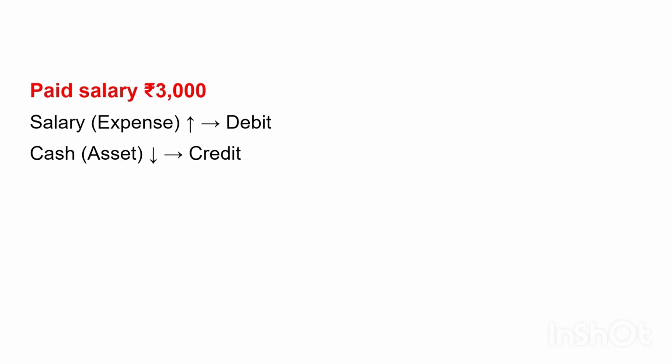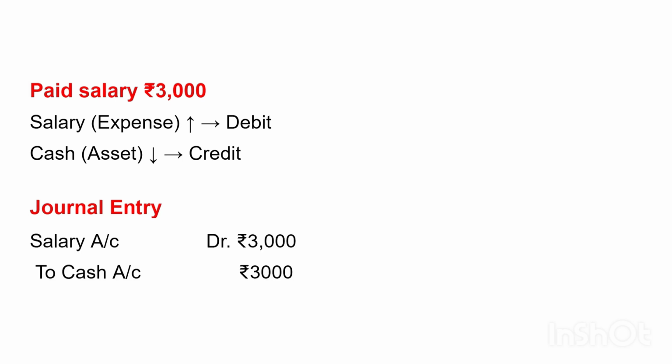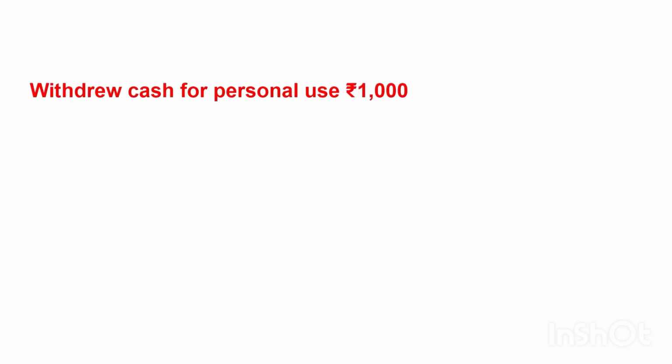Paid salary rupees 3,000. Salary is an expense and it increases, so it is debit. Cash is an asset and it decreases, so it is credit. Journal entry: salary account debit 3,000 to cash account rupees 3,000. Narration: being paid salary.